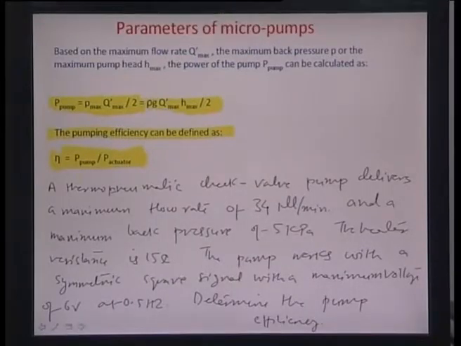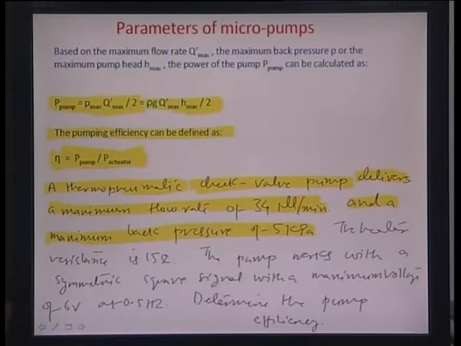Now, here is an example that I would like to illustrate. You have a thermopneumatic check valve pump which delivers a maximum flow rate of 34 microliters per minute. There is a maximum back pressure of 5 kilopascals which is generated, and because it's thermopneumatic, you are essentially heating the fluid. The heater resistor here is about 15 ohms, and the pump works with a symmetric square signal with a maximum voltage of 6 volts at 0.5 hertz. So, you have to determine the pump efficiency.